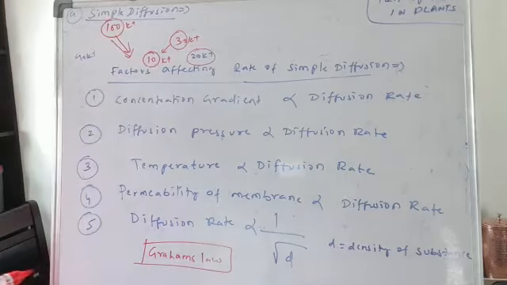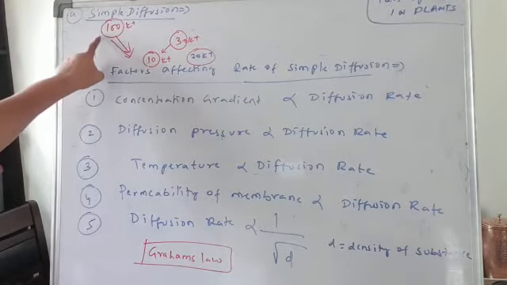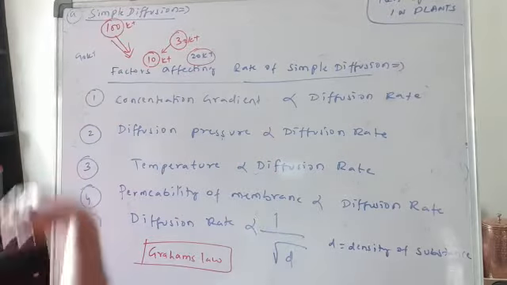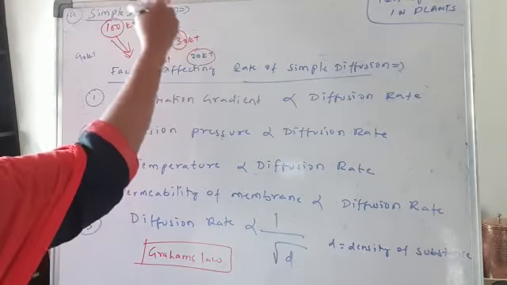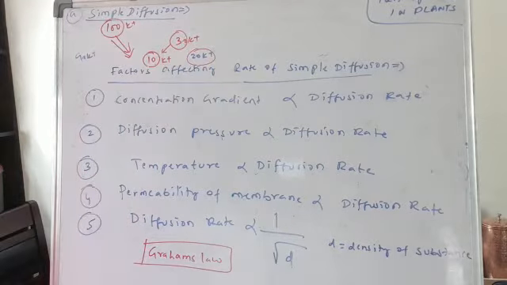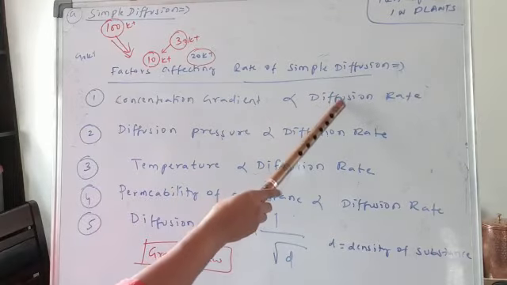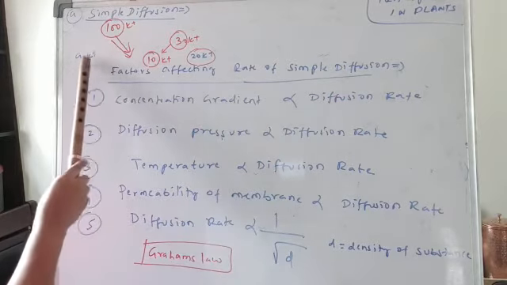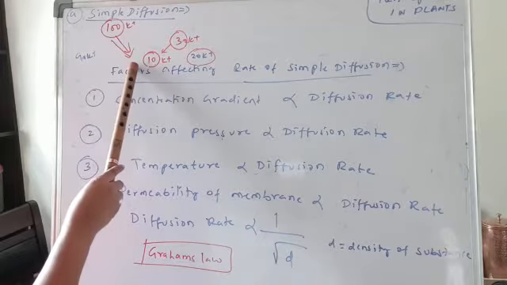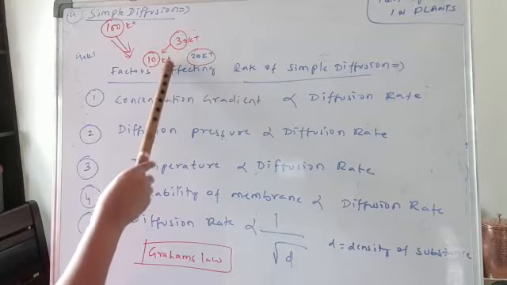So that means, the more the concentration gradient or concentration difference, the more speed the molecules or ions will move. The less the concentration gradient, the less the speed of diffusion of these ions. So that is what we have written in the first important point: the concentration gradient is directly proportional to the diffusion rate. That means more concentration gradient, more speed of the molecules or ions. Less concentration gradient, less movement of the ions or molecules.